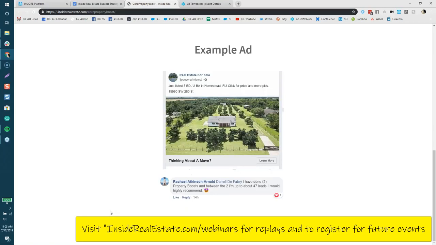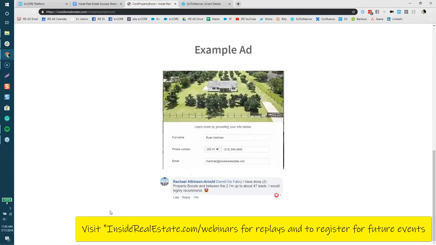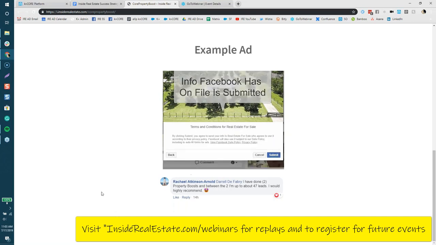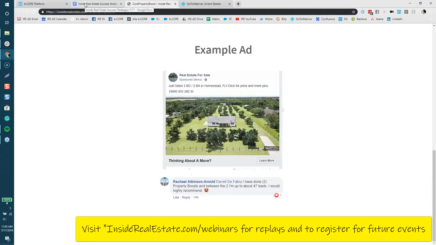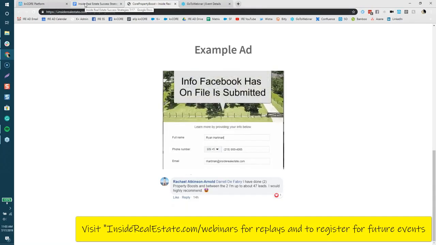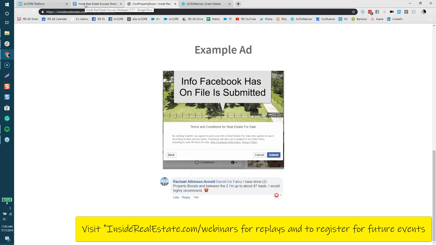So both our Facebook property boost and our Facebook buyer leads products use this objective and this methodology. And it's really cool because it gets you 95 or more % of the time a real cell number. Very few people take the time to delete that pre-filled cell number right there. And you're going to get an accurate email.